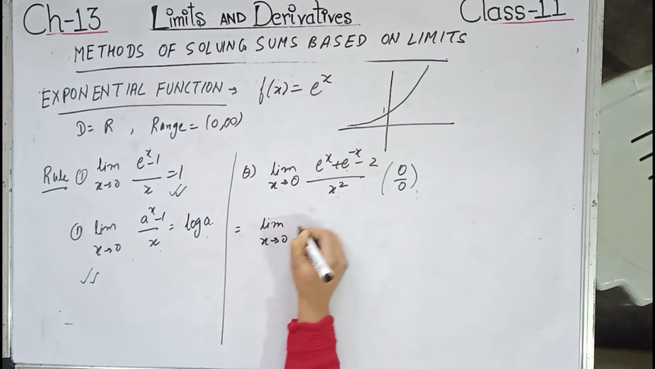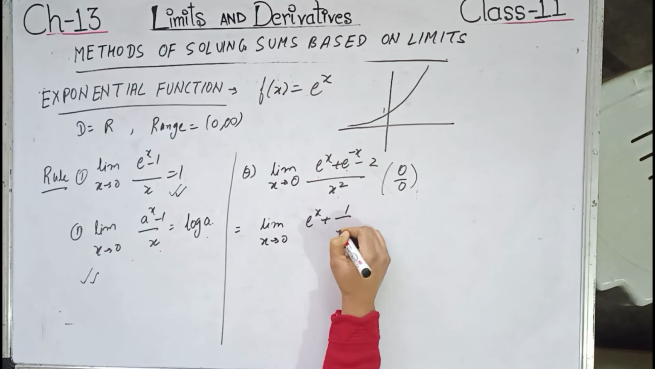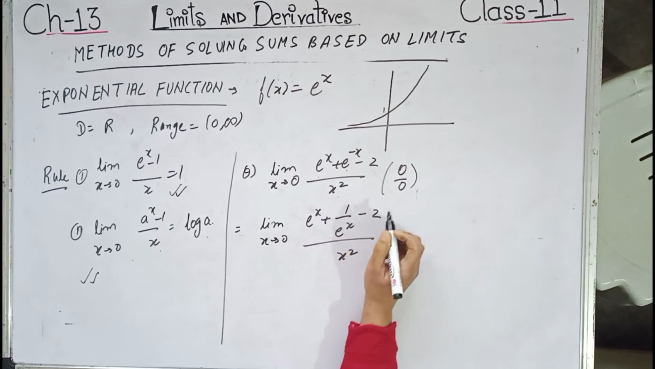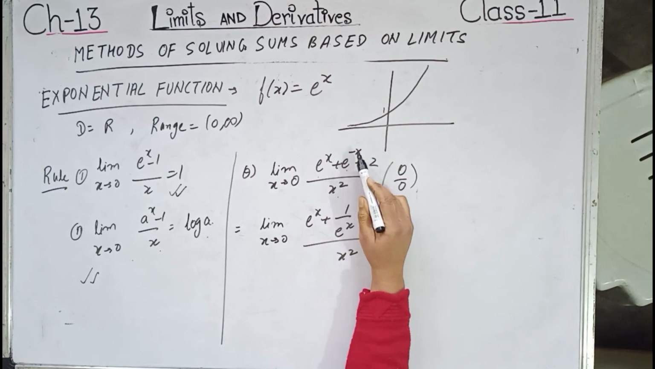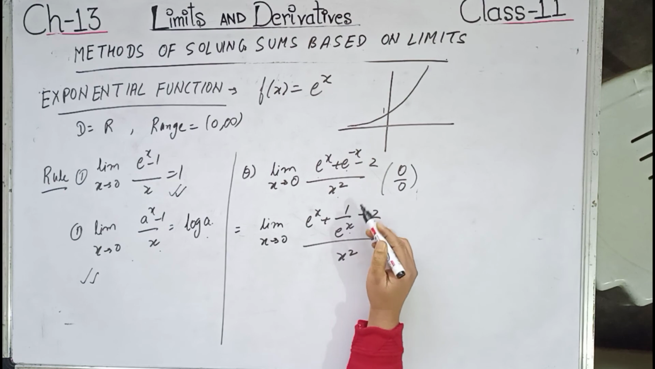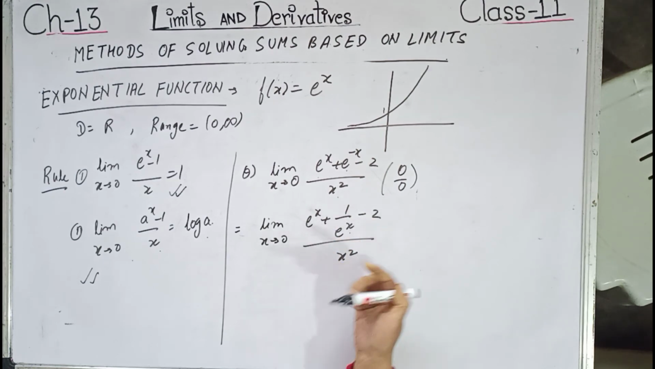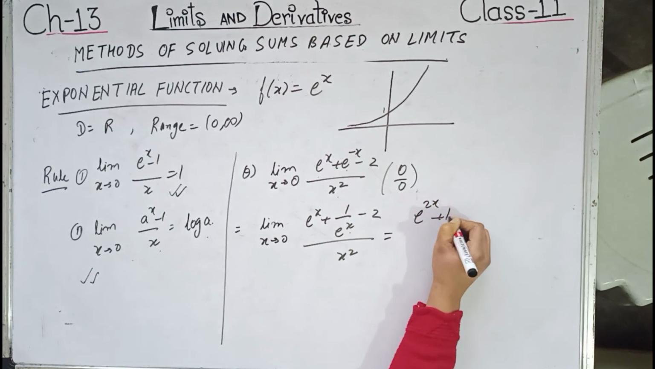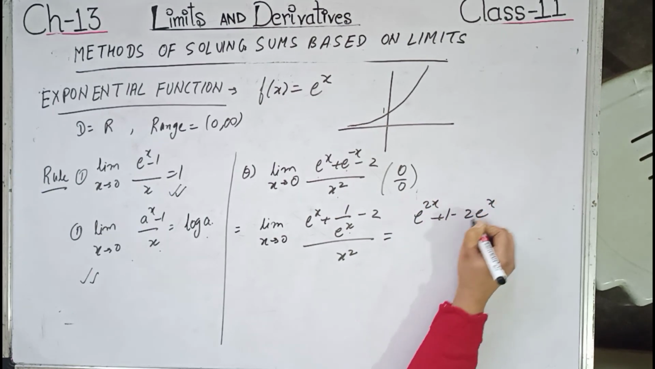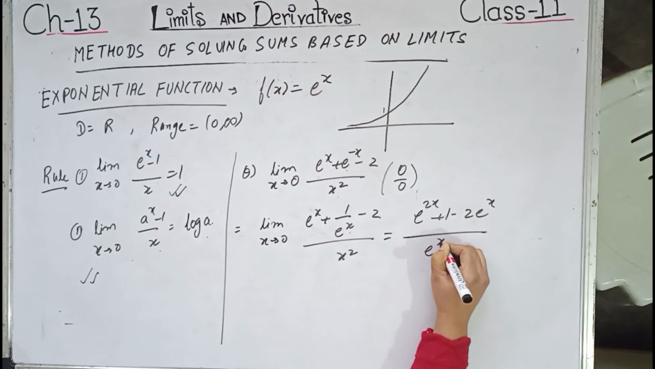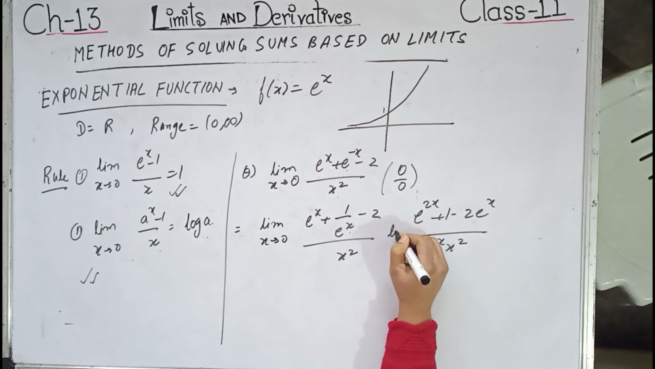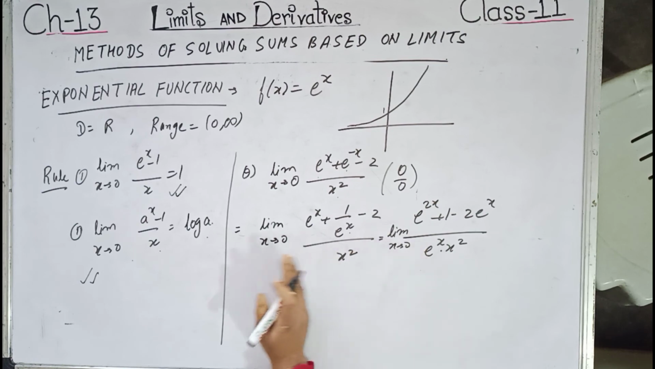Limit x tending to 0, (e to the power x plus 1 by e to the power x minus 2) by x square. I think you understood what I want to say. That is, if the power of e is negative, convert it to a positive form by sending it to the denominator. So this I can now write as (e to the power 2x plus 1 minus 2e to the power x) divided by (e to the power x into x square). Limit x tending to 0 was there. Now we will have to solve it.